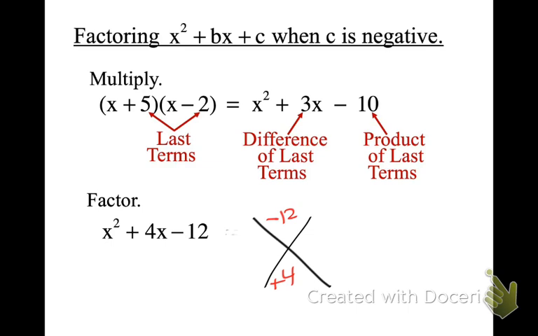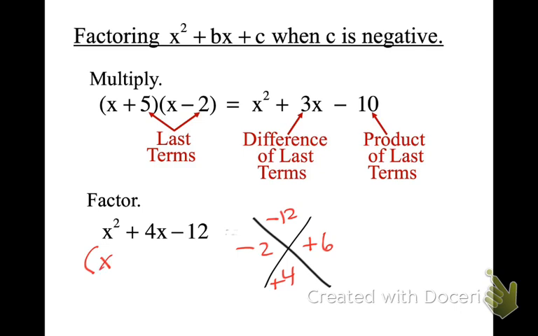What multiplies to negative 12 but adds to 4? Negative 6 and 2. Negative 6, positive 2. Does that add to positive 4? Wait, negative 2 and positive 6. Perfect. And so when I factor it, it's what, Alan?